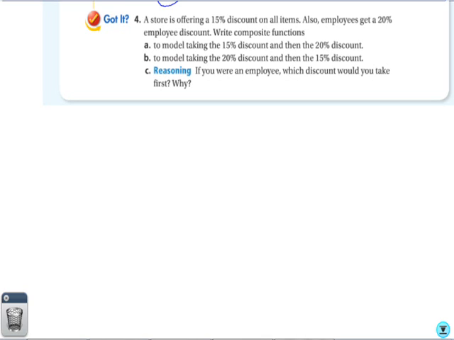We'll do this one step at a time. So number 4, let's do the discount for the store discount of 15%. Okay. So we'll just call that d of x, just a regular discount, and because it's a 15% discount, we're going to say that that's 0.85x. Okay, so 100% minus 15% is 85%. Then let's say the employee discount, and we haven't started A, B, or C yet. I just need to have 2 functions to work from, is 20%. So that's 0.80x.